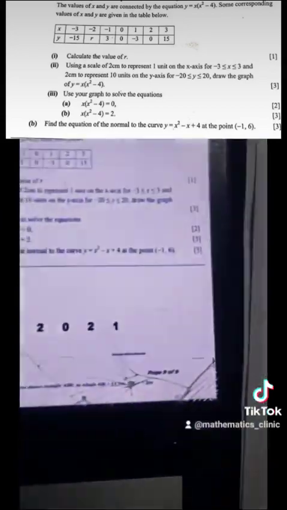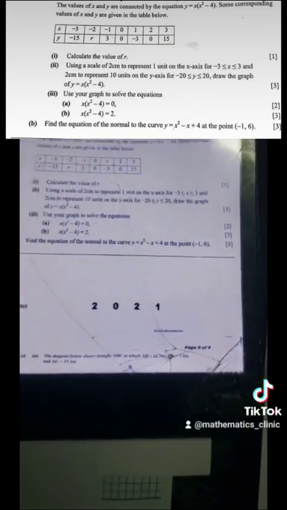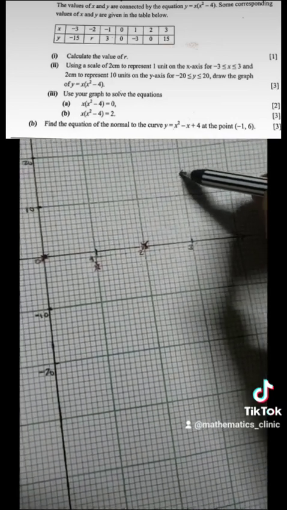Then we have 2, 0. On the x-axis we are at 2, but on the y-axis it is 0. So 2, 0 is at this point. Then the last one we have 3, 15. So this is our 3, and our 15 is up here. So we have 10, 11, 12, 13, 14, 15. Okay, so now how to plot our graph? It will go like this.